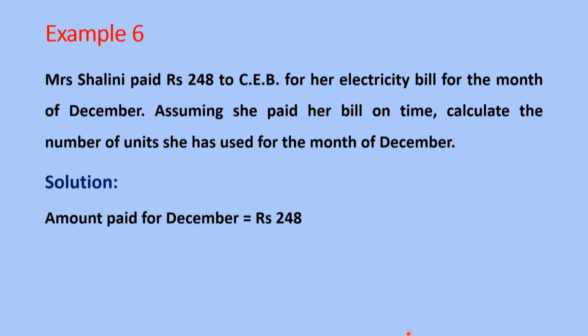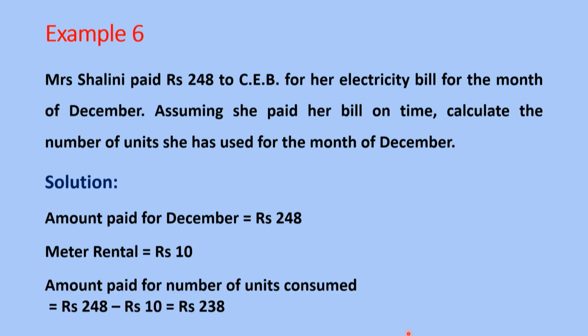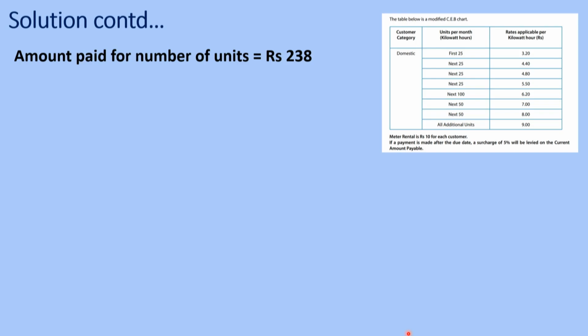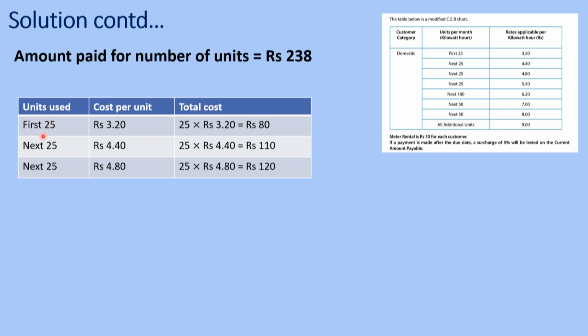So the amount paid for December is 248 rupees. We know that there is a meter rental of 10 rupees. So the amount paid for the number of units consumed will be 248 rupees minus 10 rupees, which is 238 rupees. Now we have a chart here to help us. We know that for the first 25 units, it will be 25 times 3 rupees 20, that is 80 rupees. For the next 25 units, it will be 25 times 4 rupees 40, which is 110 rupees. Next 25, it will be 25 times 4 rupees 80, which is 120 rupees.